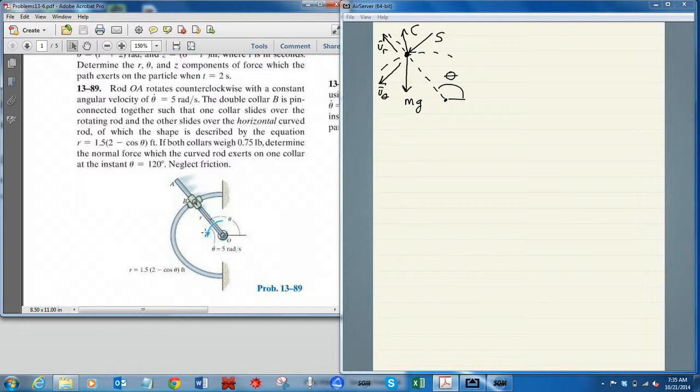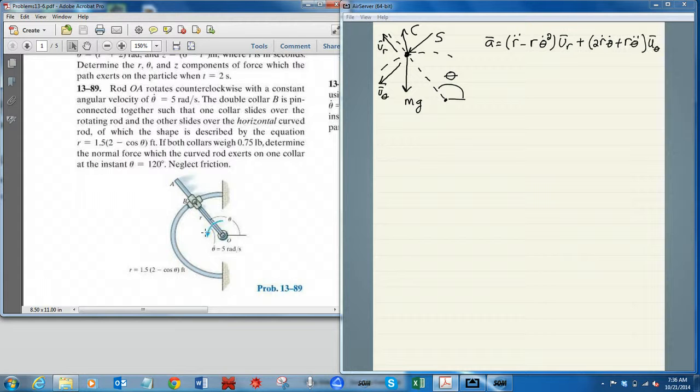Okay, so since I've decided to use R and theta, I can write down the acceleration terms. The acceleration is R double dot minus R theta dot squared in the UR direction plus 2 R dot theta dot plus R theta double dot in the U theta.